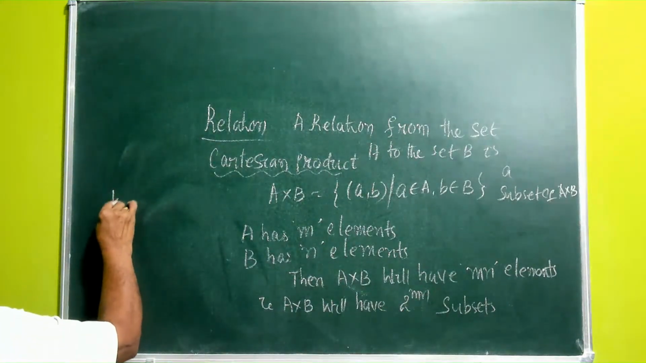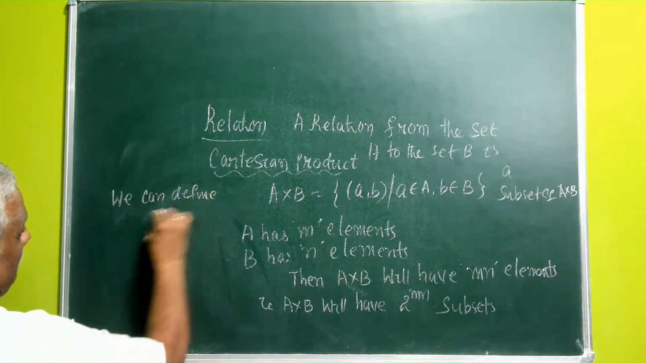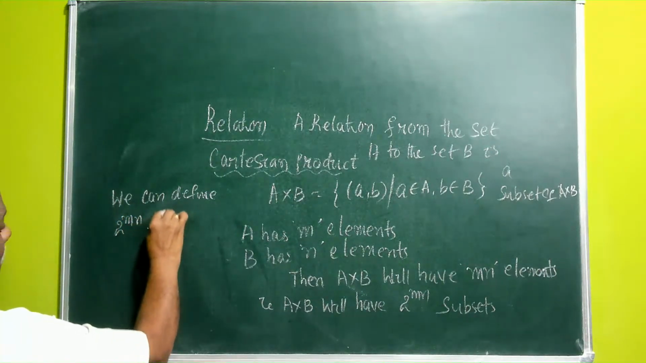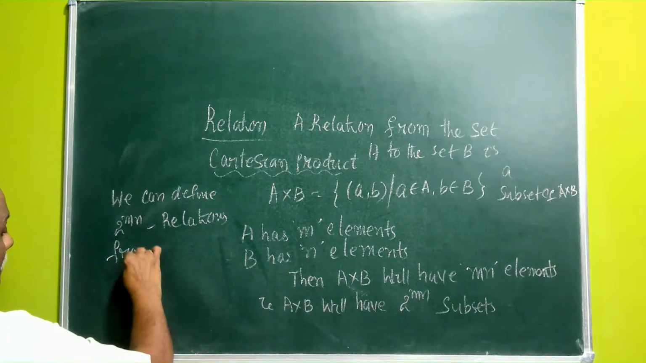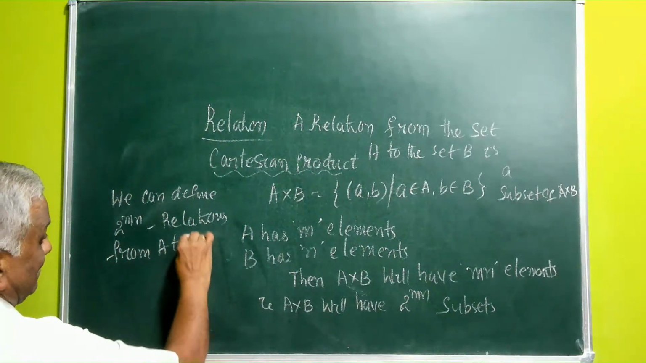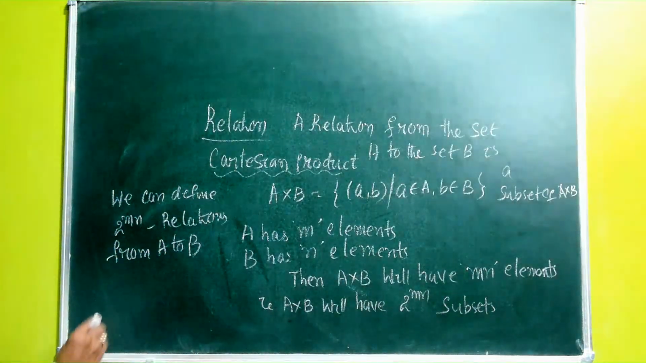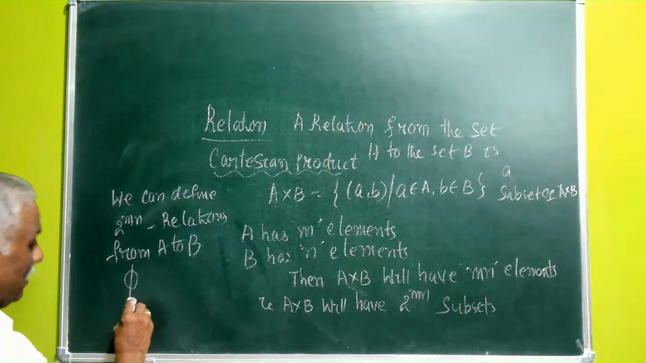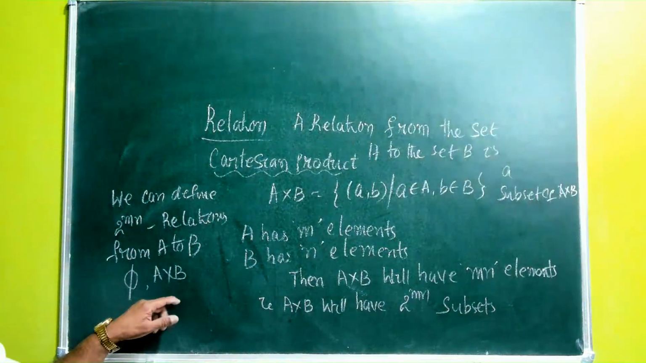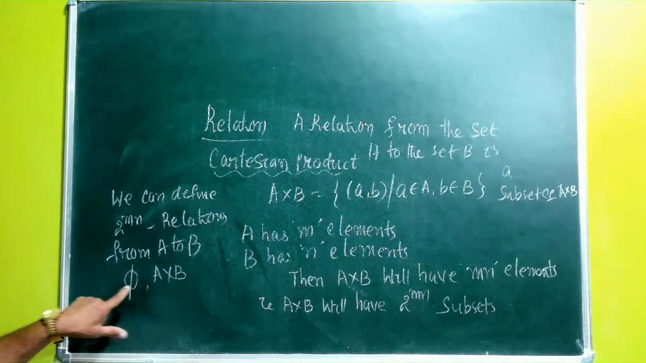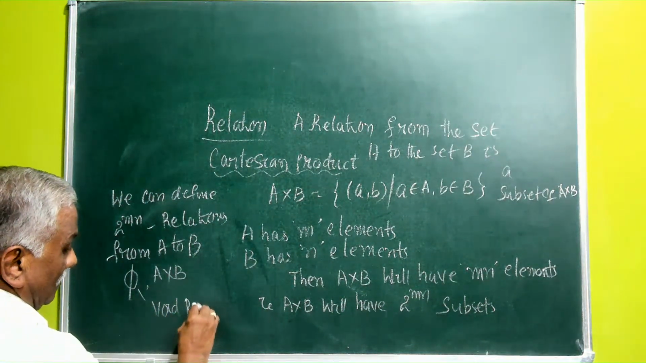That means we can define 2 to the power of mn relations from A to B. Here, the relation corresponding to phi and A cross B. This A cross B is called the universal relation, and this is called a void relation.